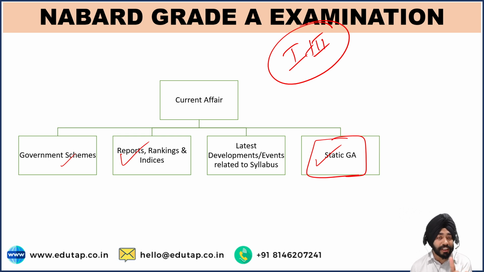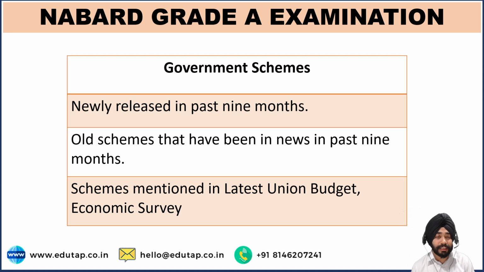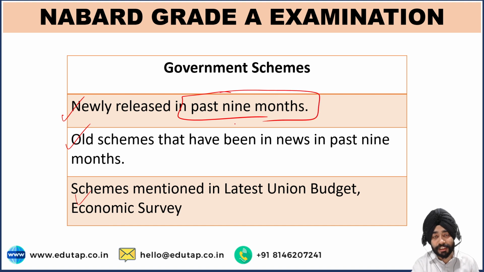Now let's start with the first priority order that we have set up, that is the government scheme section. When I talk about government schemes, guys, the most prominent thing that we have seen from the past 2 years is, you have to cover the new schemes, old schemes, or schemes in the budget or economic survey. Now the duration for schemes, guys, the past 9 months is more than sufficient. If you have thoroughly prepared the schemes from the past 9 months, you can score a very good number. I think the majority of questions or even all of the questions could be solved from the past 9 months.